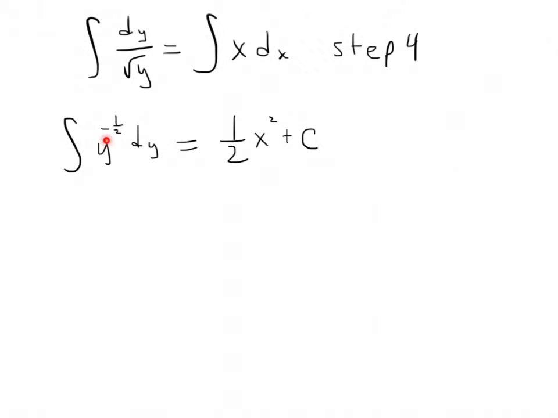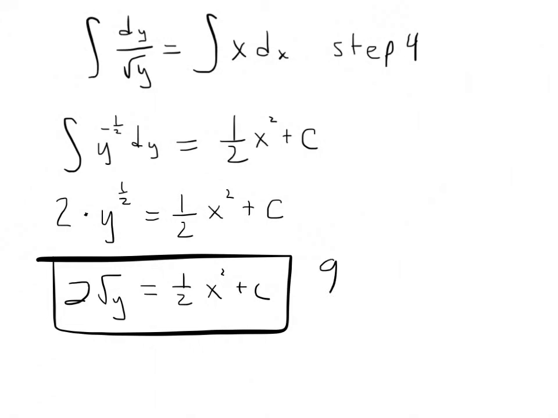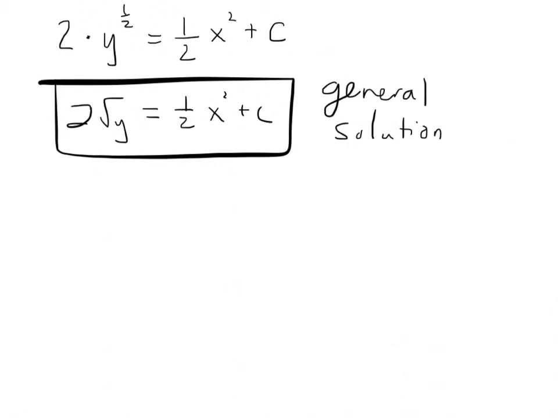So when we do an antiderivative, we increase the power by 1. That becomes y to the 1/2 times the reciprocal of that, so times 2 equals, and we have our 1/2 x squared plus c. Right? So yay, this is my general solution. My general solution is 2 root y equals 1/2 x squared plus c. This thing here is my general solution. That's where we stopped on the previous problem. To find the particular solution, we need to go one step further than this. We need to solve for c.